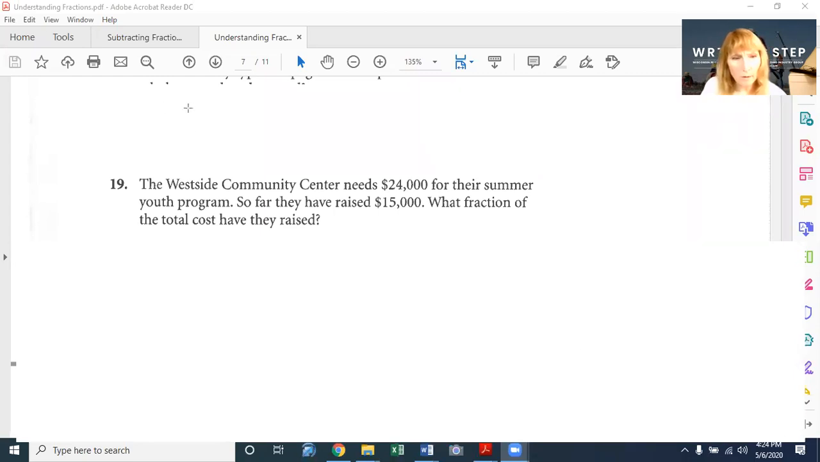Okay, the West Side Community Center needs $24,000 for their summer youth program. So far they have raised $15,000. What fraction of the total cost have they raised? So part over whole, they've partly raised some. They've raised $15,000. That's the part. And the whole is they need a total of, nice straight line this time, total of $24,000.